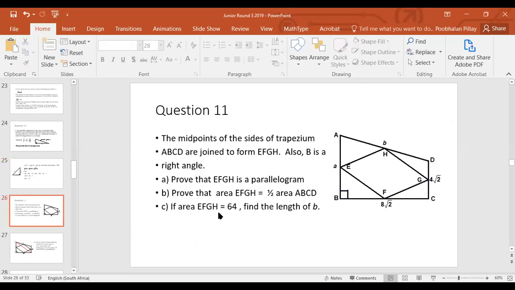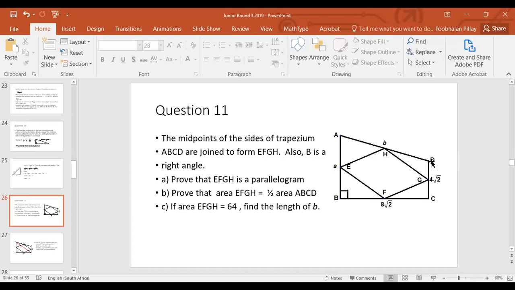All right, let's look at number 11. This is a question in geometry. The problem here is that you have the midpoints of a trapezium. This whole thing here is a trapezium. One pair of opposite sides are parallel, but the other opposite sides are not parallel.